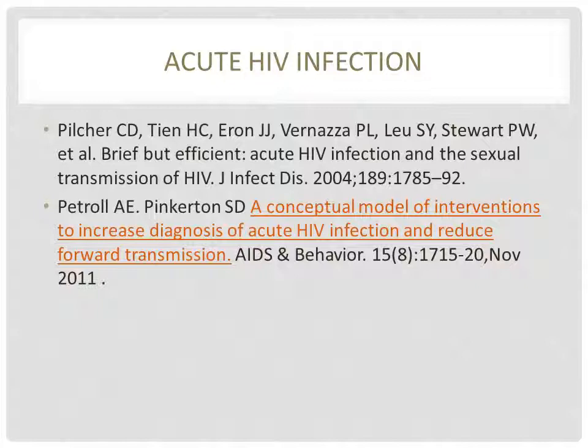I have two articles listed below here. One of them discusses the brief but efficient HIV transmission in that early acute phase, and the other one discusses models of interventions to increase diagnosis or even reduce transmission in that acute phase. And I'd like us to think about it, talk about it, and see what we can come up with regarding this situation.